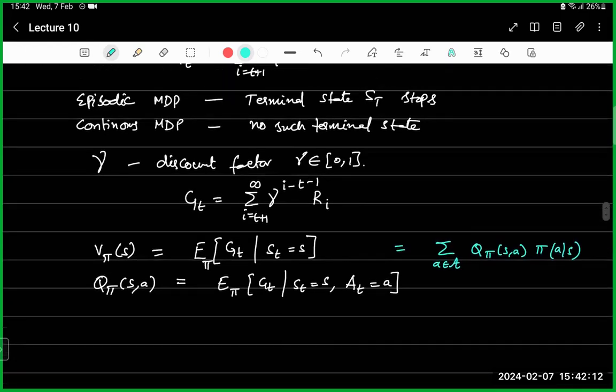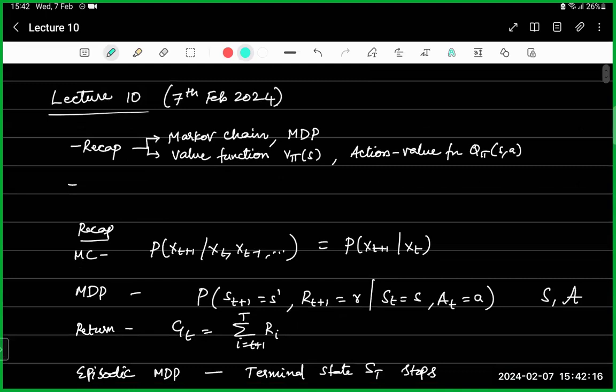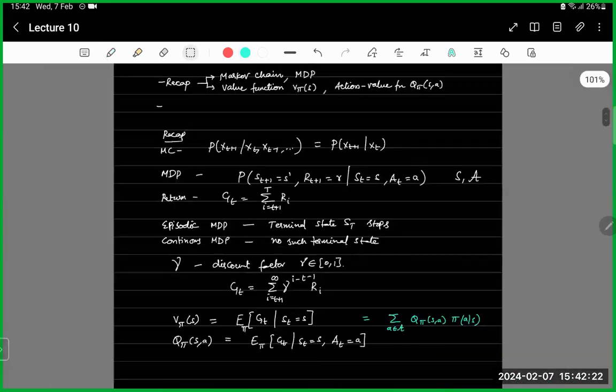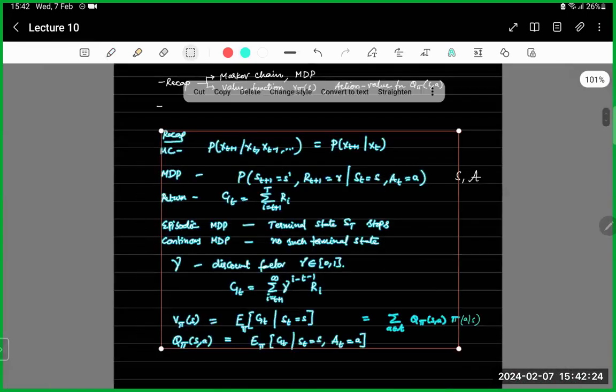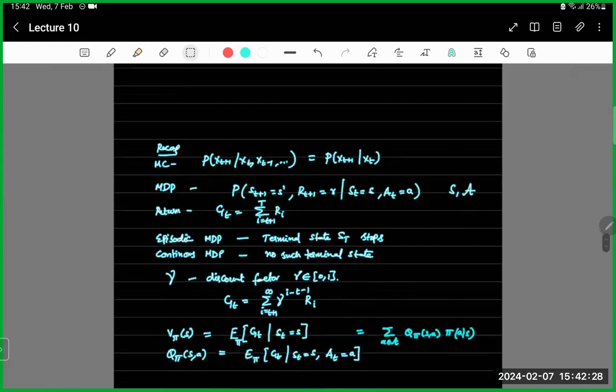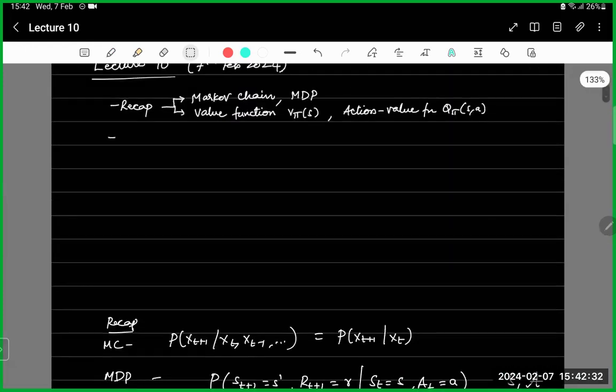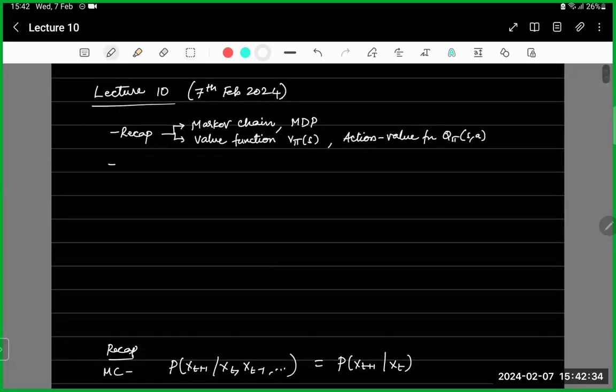This is what we discussed in our last lecture. In today's lecture, the topics that we'll see are, we'll define what is called the Bellman expectation equation.